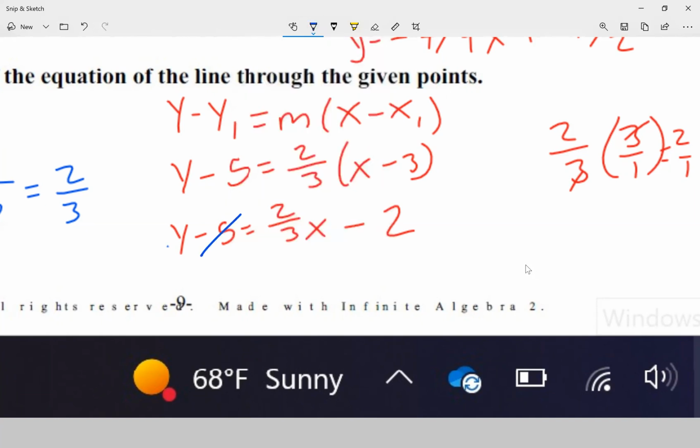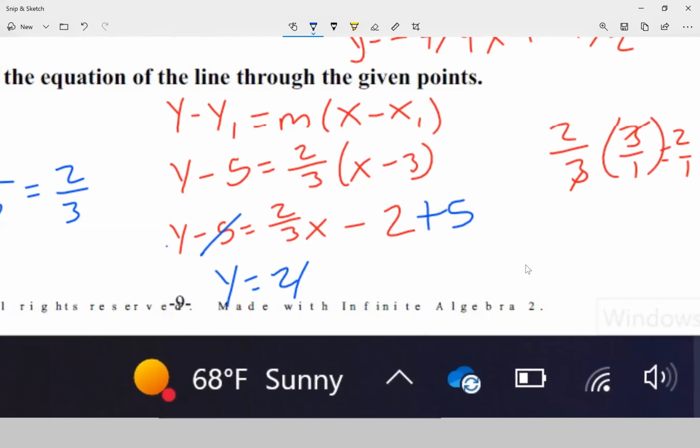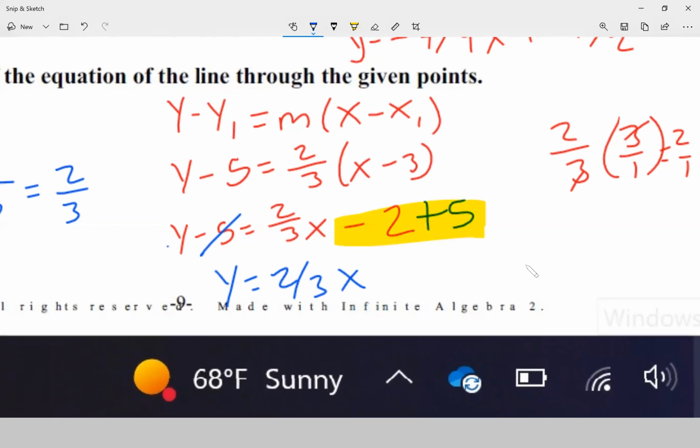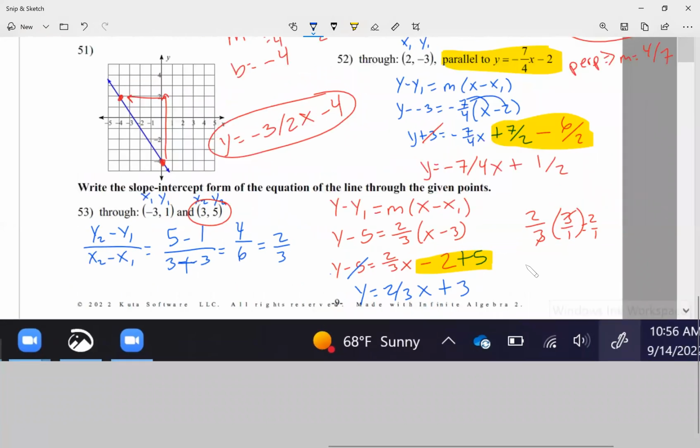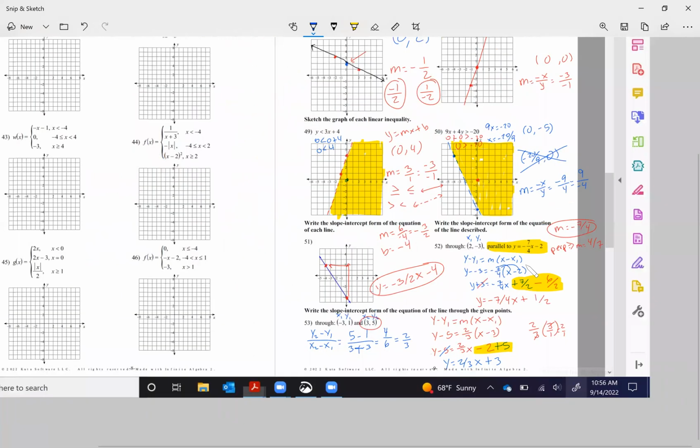So now this minus 5, let me move it over as a plus 5. Don't have to make it a fraction, good. So my answer will be y equals 2 over 3x. When I combine my like terms at the end, a negative 2 and a positive 5, that gives me a positive 3. Again, I'm working up until 58. So this is so far up until 53.